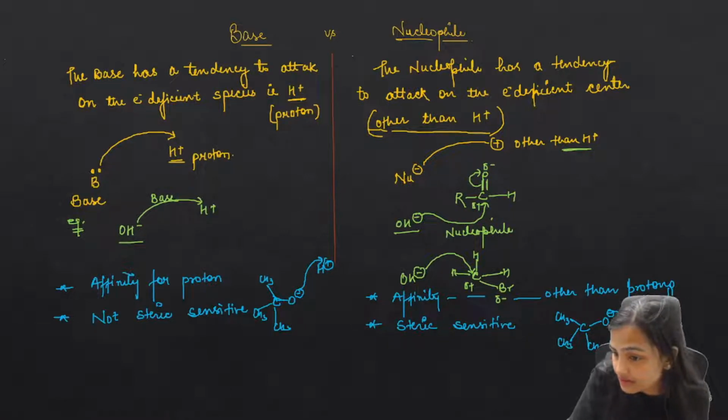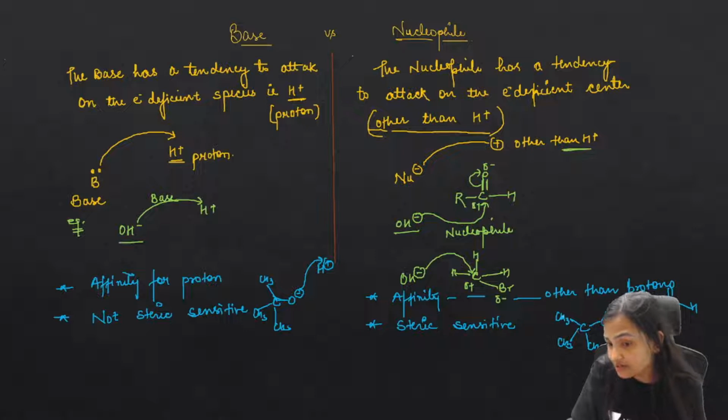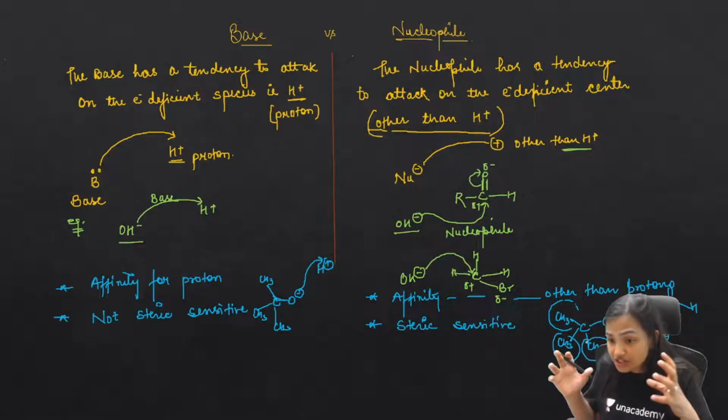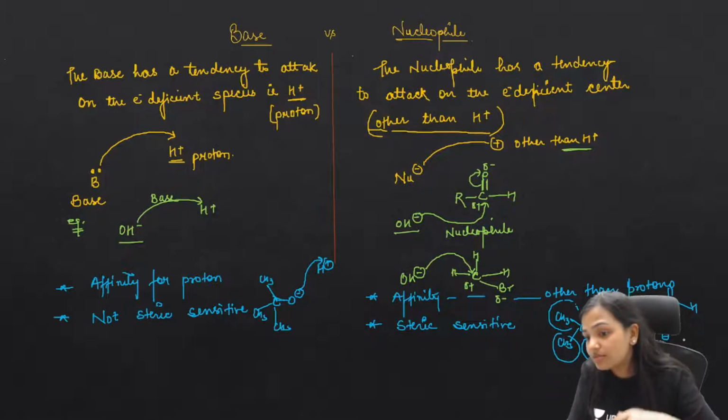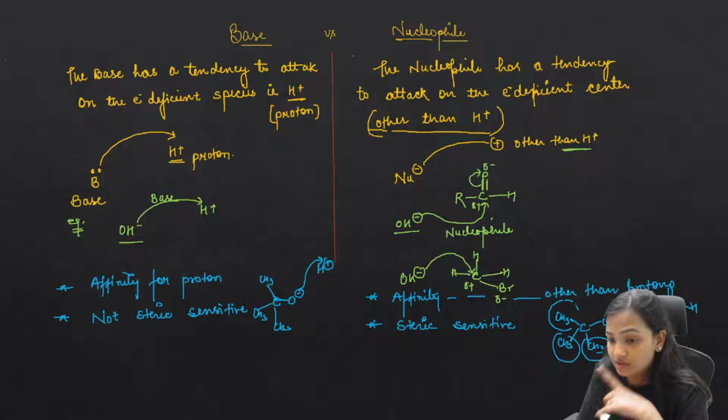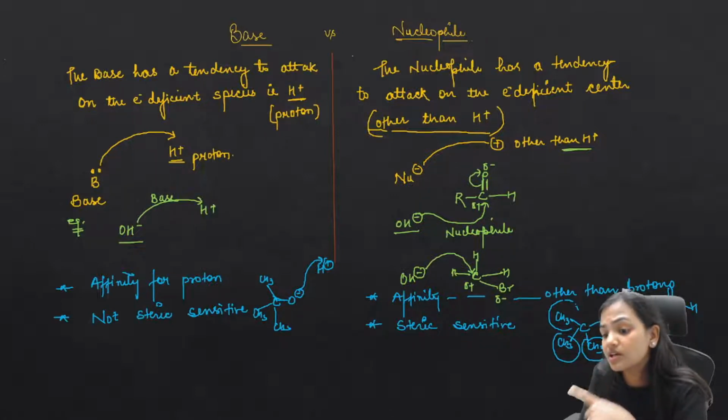Here, this is a trigonal planar geometry. So over the trigonal planar geometry, if this bulky molecule tries to attack here, because of this steric problem, because these are large size molecules which can cause steric problems, this will not be able to attack the carbonyl carbon. So this is a poor nucleophile.